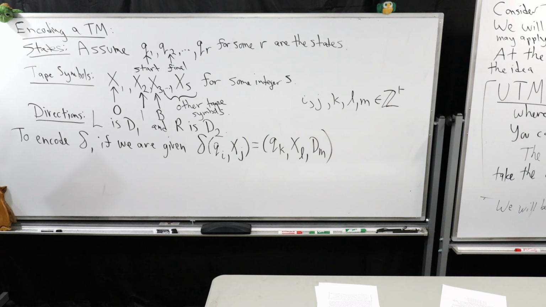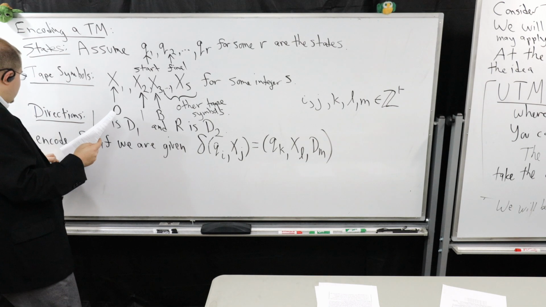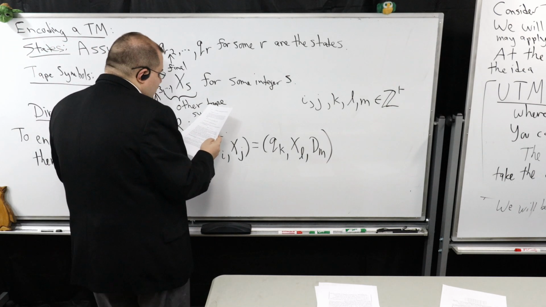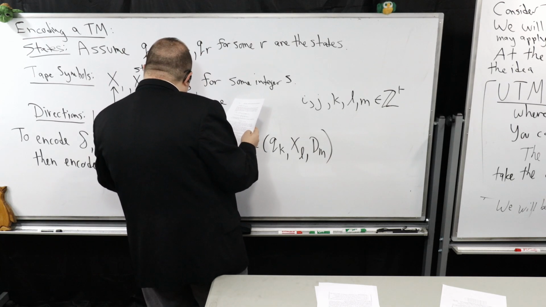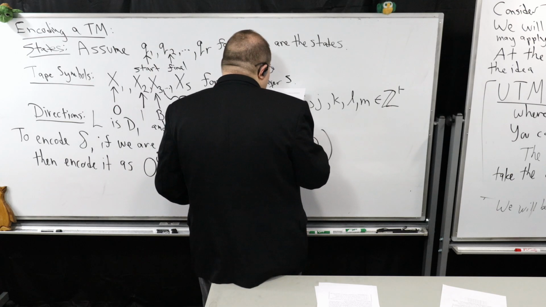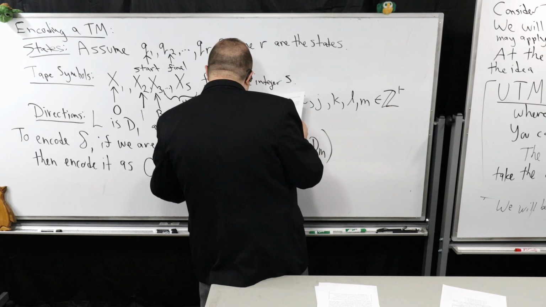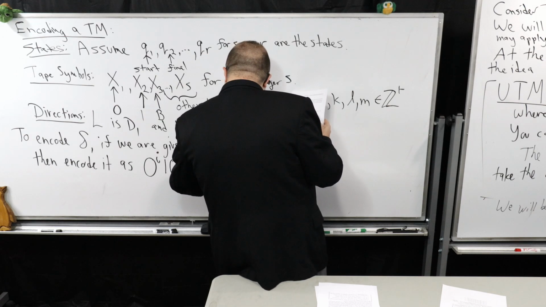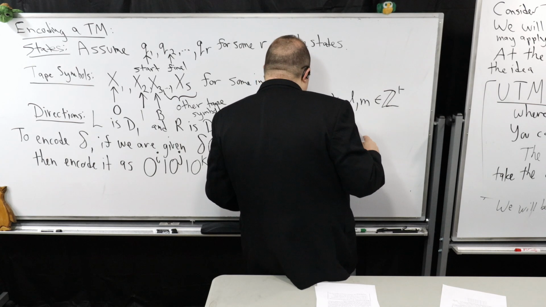So here's how we're going to encode the string. If we're given this, then encode it as 0 to the i, 1, 0 to the j, 1, 0 to the k, 1, 0 to the l, 1, 0 to the m.